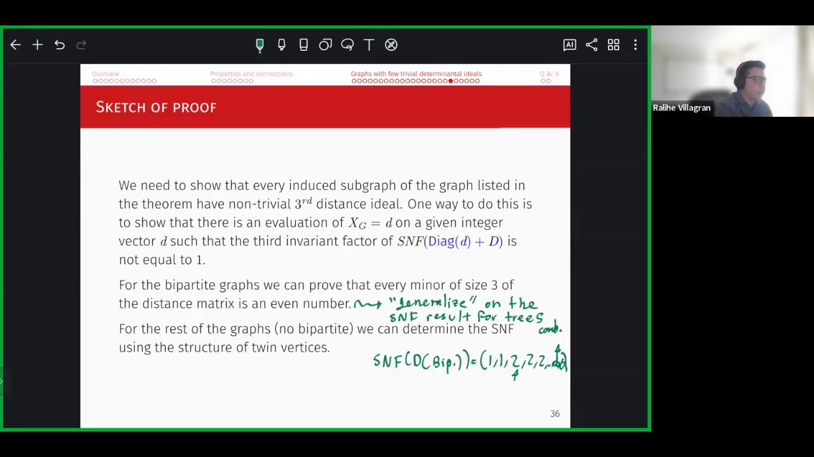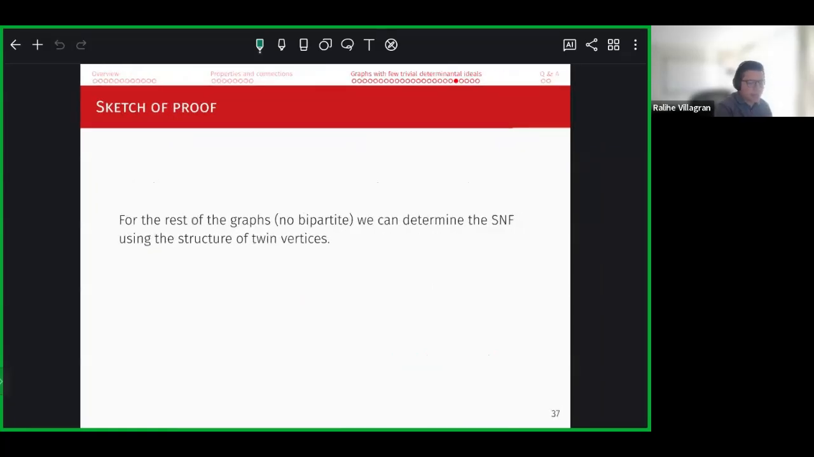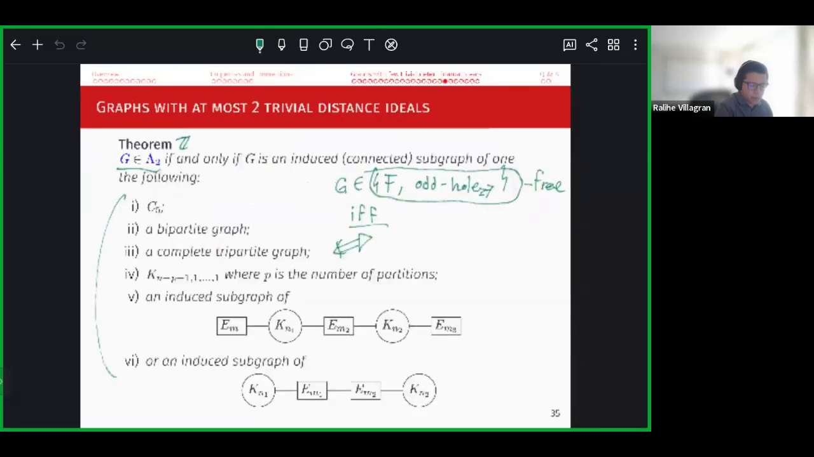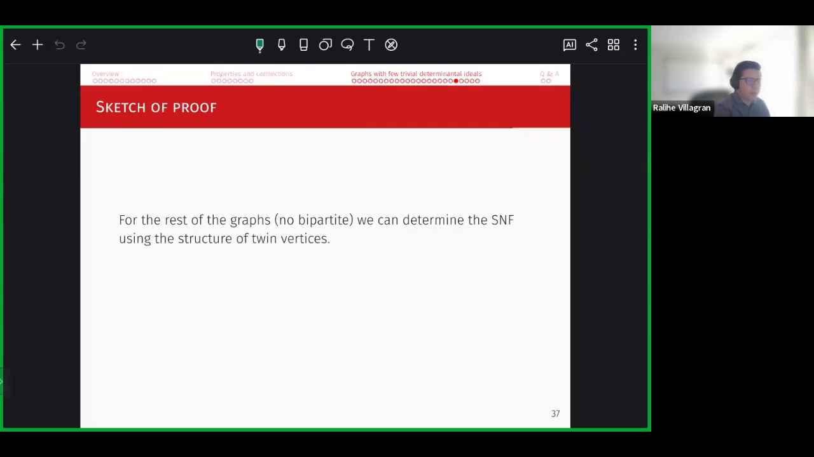So anyway, for the rest of the graphs, every non-bipartite graph, we can determine the Smith normal form using the structure of twin vertices. So that means if we take, for instance, a complete tripartite graph, what we do is think about the distance matrix of this graph.